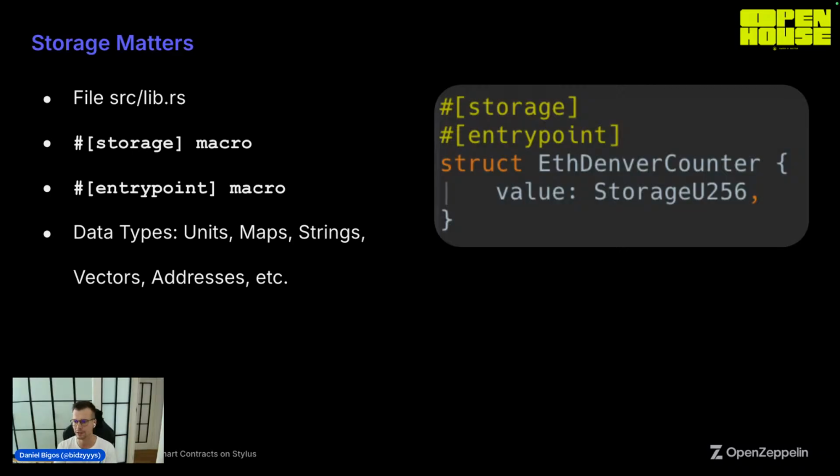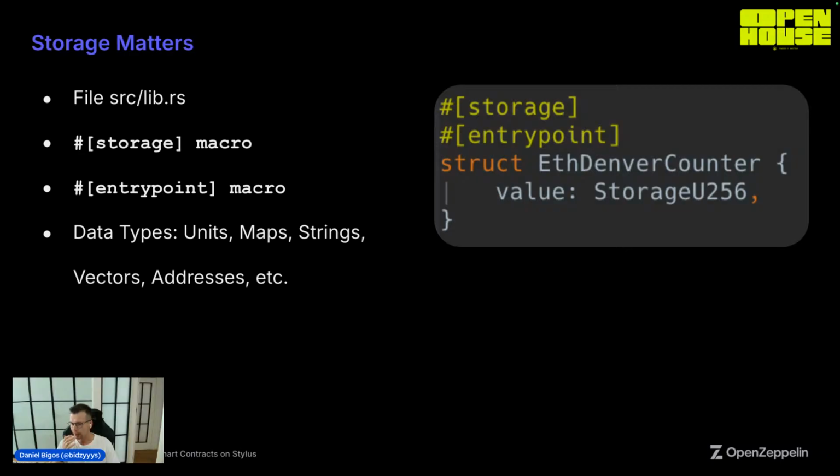So the first Rust macro that needs to be used is the storage macro. And this macro provides for us all of the code that is needed to both read and write to the persistent EVM storage. The second macro that we need to use for our smart contract is the entrypoint macro. And that entrypoint macro provides for us all the code needed to interact with our smart contract on chain.